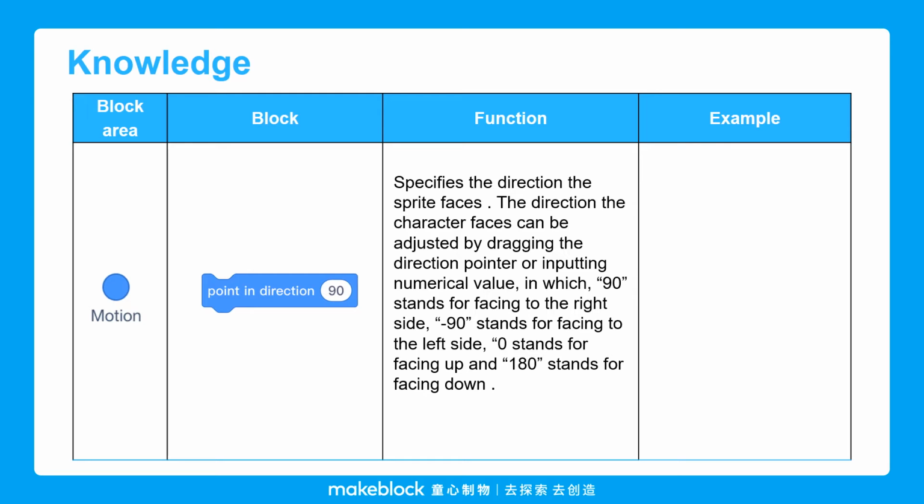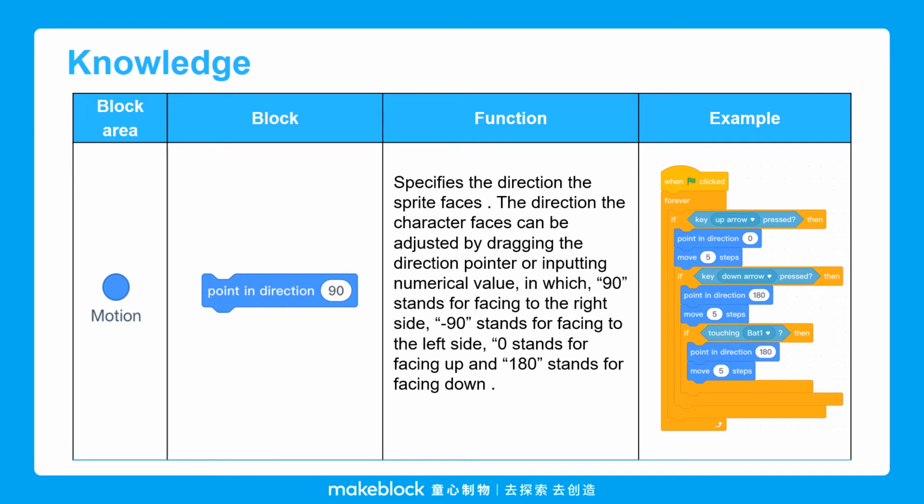It can also be changed by inputting a numerical value, in which 90 stands for facing to the right hand side, minus 90 stands for facing to the left hand side, 0 stands for facing up, and 180 stands for facing down. These work like directions on a compass. In the example given on the right hand side, the sprite will point downwards if the down arrow is pressed. Remember, a downward direction is given by a numerical value of 180.